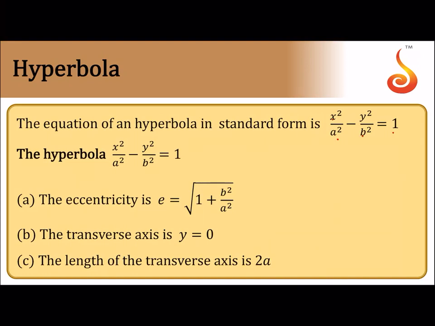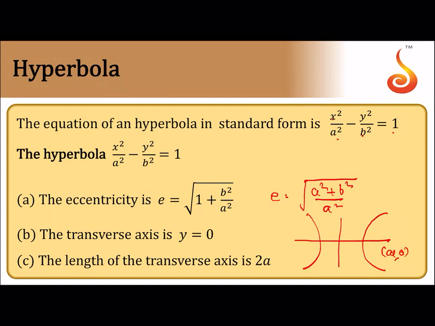Now comes hyperbola. X square upon a square minus y square upon b square equal to 1. Hyperbola. Eccentricity will be under root of a square plus b square by a square. Here transverse axis and conjugate axis we give name. So hyperbola looks like this. This is hyperbola. This is the focus, same as AE comma 0. This is minus AE comma 0. This y is equal to 0 transverse axis. X is equal to 0 is conjugate axis. So this is transverse axis, this is conjugate axis.